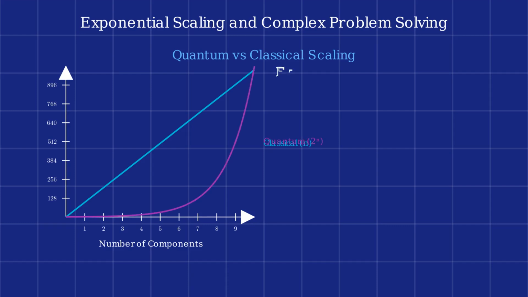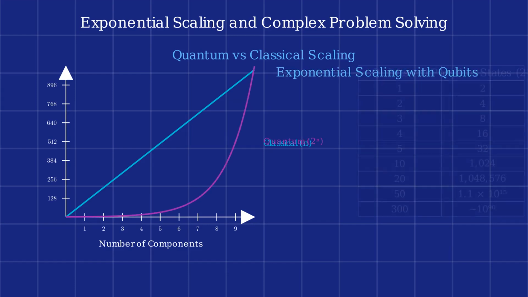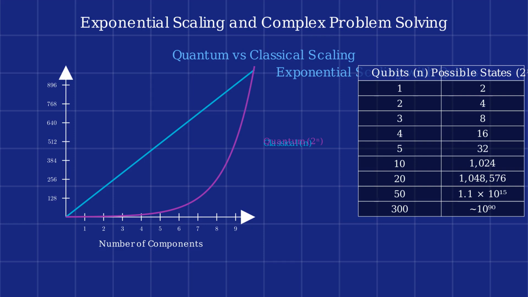In stark contrast, quantum computers scale exponentially with the number of qubits, shown in purple. The number of possible computations is 2 raised to the power of n, where n is the number of qubits. This exponential scaling allows quantum computers to tackle problems that are intractable for classical computers.